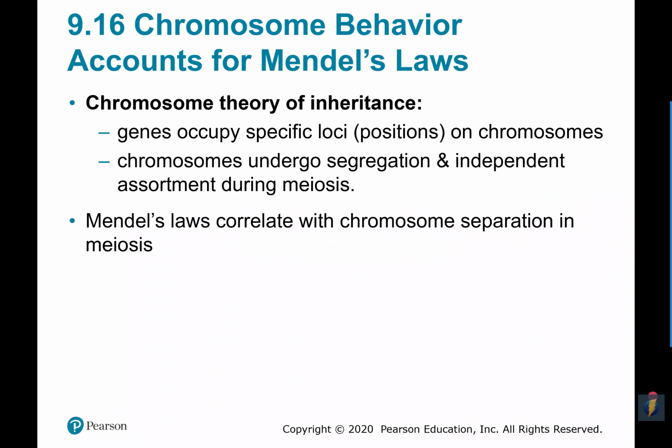So when we look at Mendel's laws, they are really predicated upon the behavior of our chromosomes during meiosis, right? So genes occupy a very specific location, a very specific locus or position on the chromosomes. The chromosomes then randomly arrange themselves and then randomly segregate and separate. And Mendel's two laws really do correlate with this chromosomal behavior.